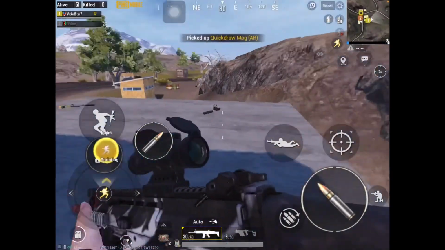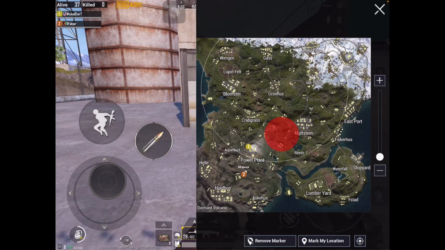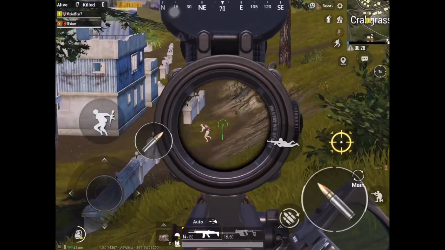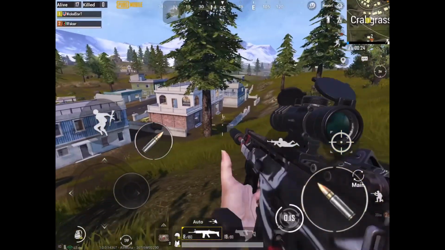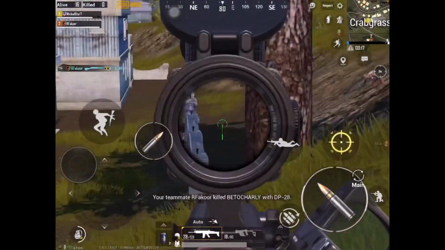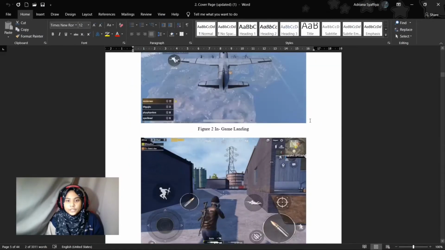All the tools and bandages, first aid. So this is the circle, the safe zone and the danger zone. We have to get into the safe zone in time before it shrinks. So this is the image of the games.